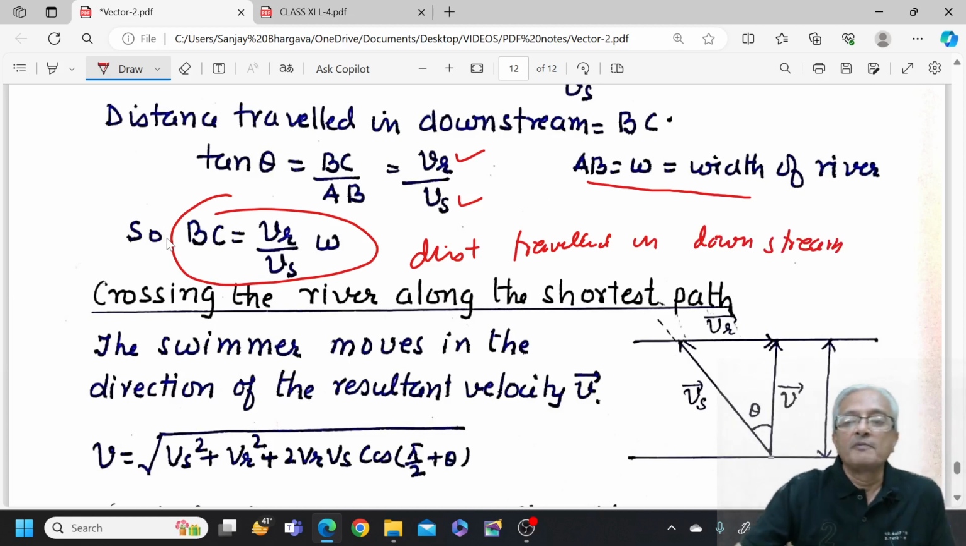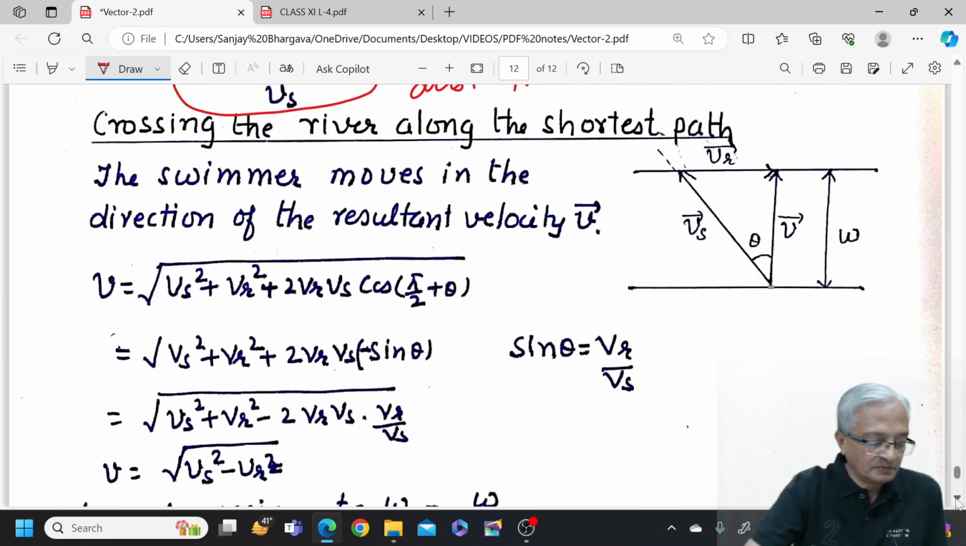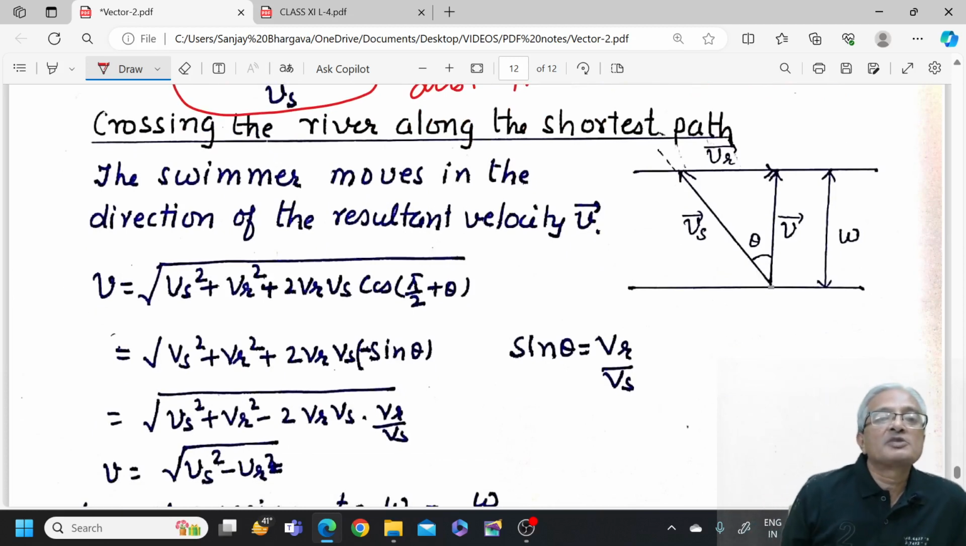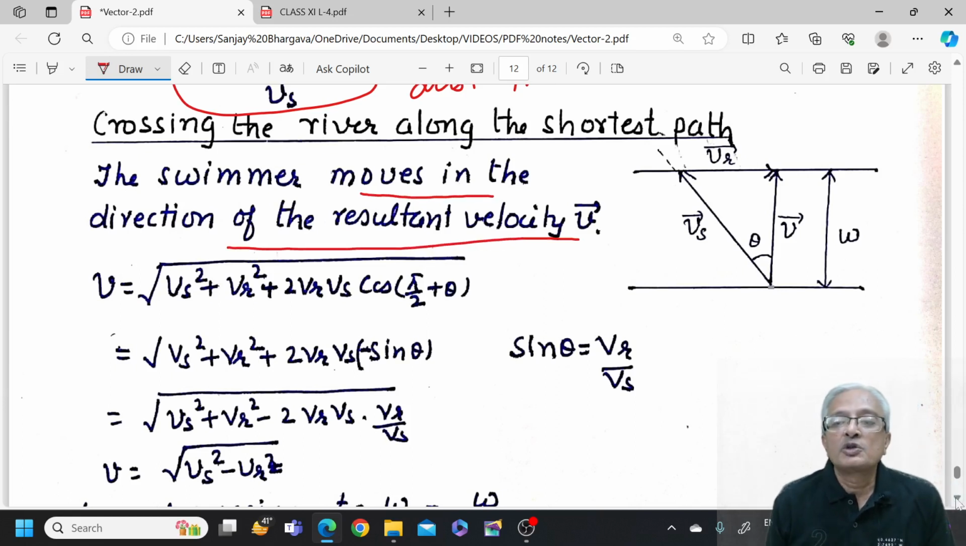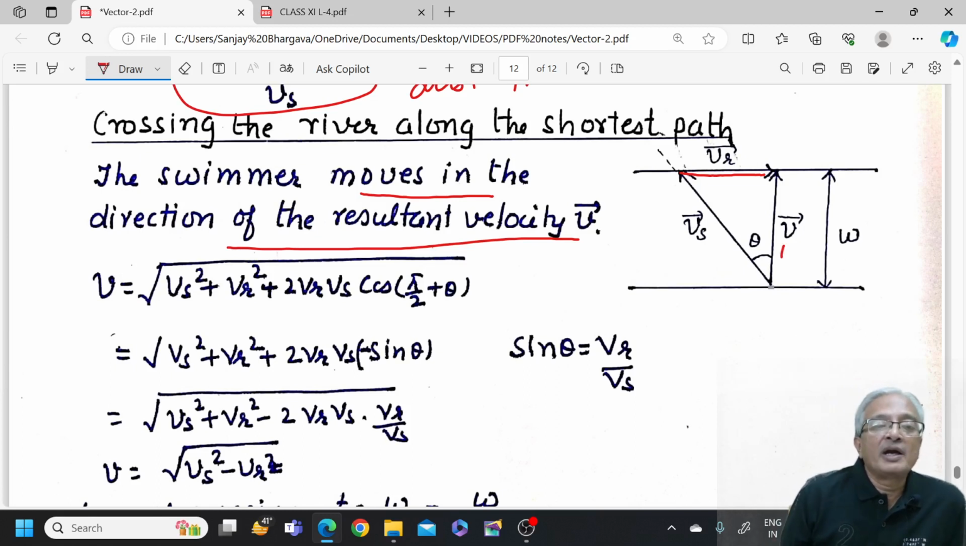Now the second possibility, crossing the river along the shortest path. Along the shortest path, the swimmer moves in the direction of resultant velocity V. So the swimmer tries to swim in this way, the river current is moving in this direction, and V is the resultant velocity. So V would be given by under root of Vs square plus Vr square plus twice Vr Vs cos of the angle. And what is the angle between Vr and Vs? This is the direction of Vr and this would be the direction of Vs. So if this angle is theta, this is bound to be theta. This is 90 minus theta.